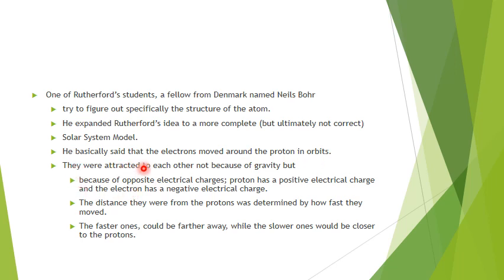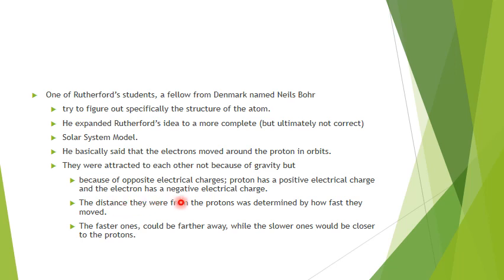He said that the electrons and protons were attracted to each other not because of gravity, but because of opposite electrical charge. So a proton has positive charge, and an electron has negative charge, and they're attracted to each other. They want to be close together.